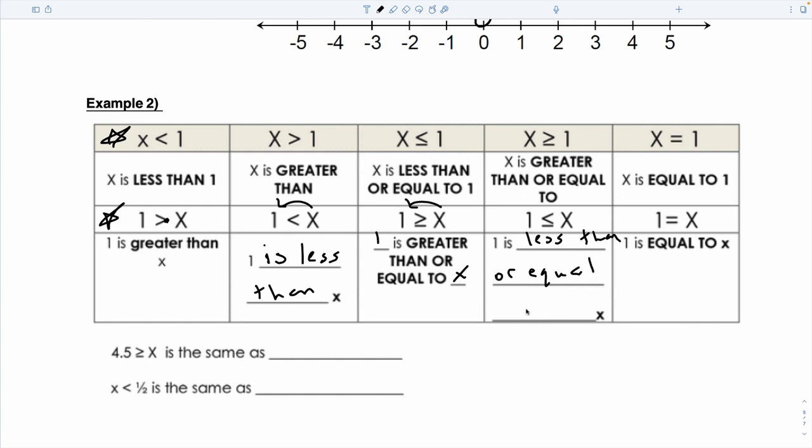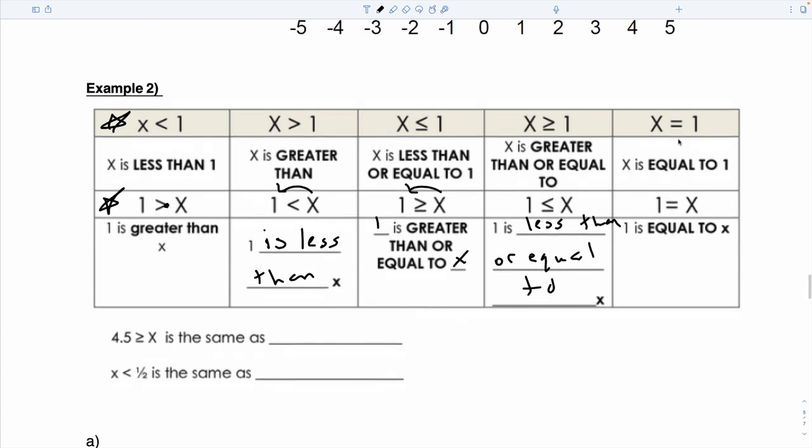Do you guys remember when we sometimes got the answer to equations with x on the right? Yeah. It's the same thing with an inequality. You just need to read it from the variable to the number. So x is equal to 1 is the same as 1 is equal to x.